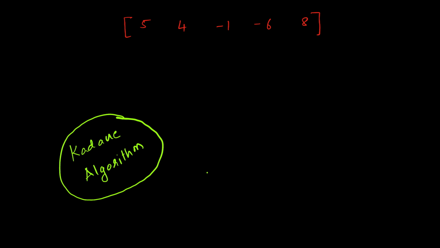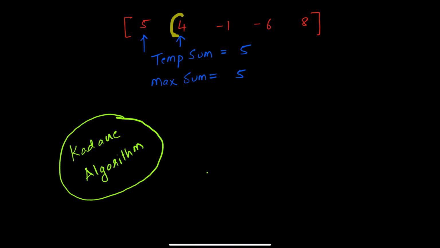So in Kadane's algorithm, we'll use two variables. Temp sum will hold the value of the subarray that we are trying to build, while the maximum sum will hold the sum of the maximum subarray that we encounter during the iteration. We'll set the temporary sum and the max sum to the first element in the array, assuming that we have a subarray with the first element in it. Incrementing our pointer to the next element, that is 4.